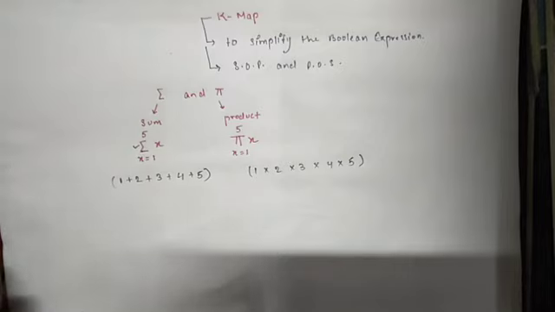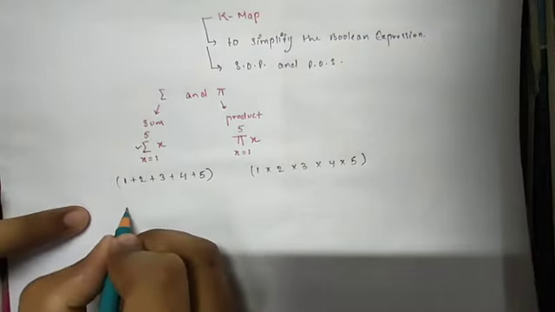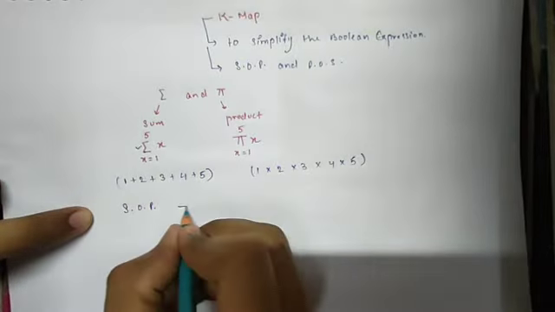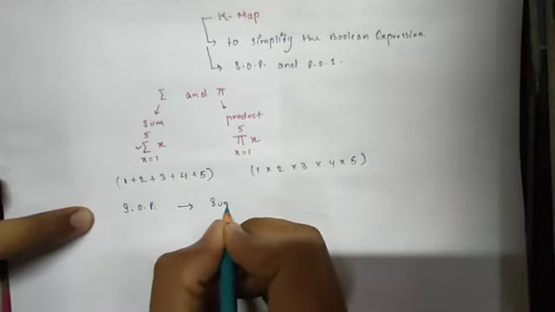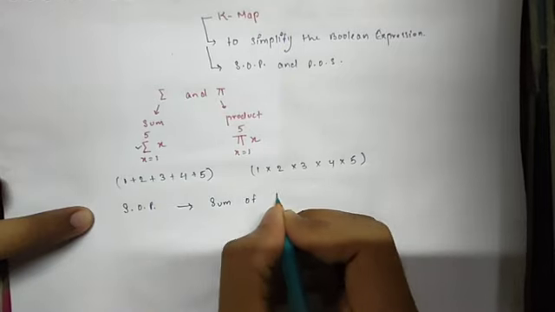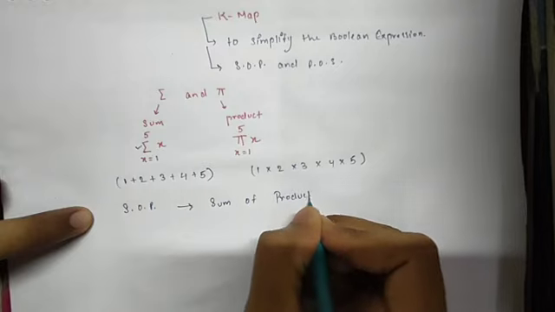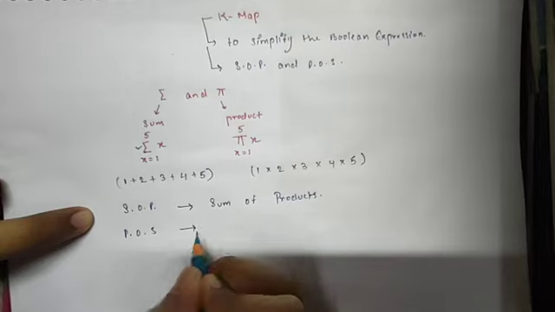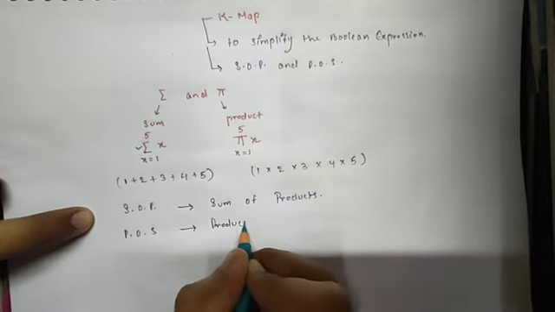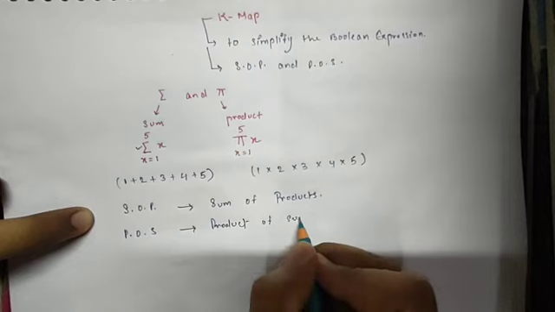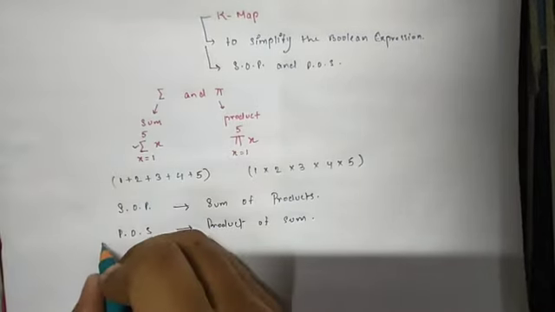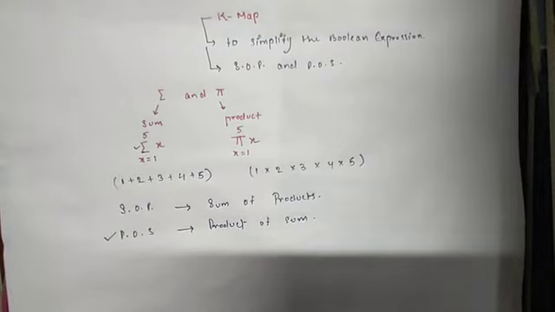When we talk about SOP, first what is SOP? As already told, SOP denotes sum of products, and POS denotes product of sum. In this lecture we are going to study POS. Now moving on to the topic.